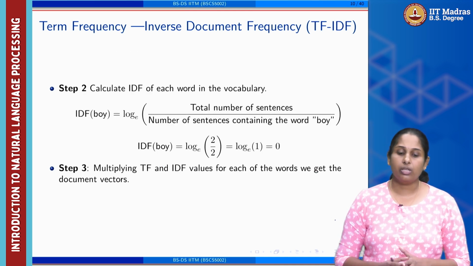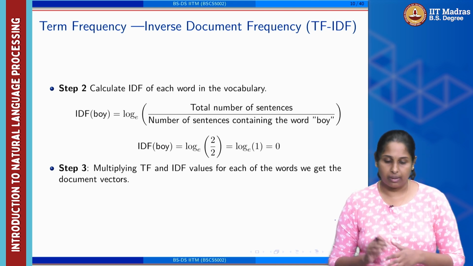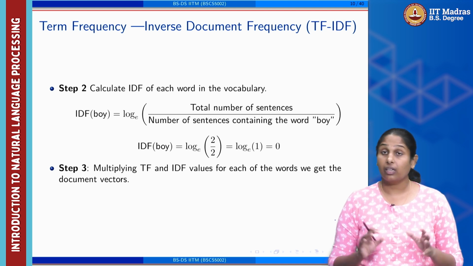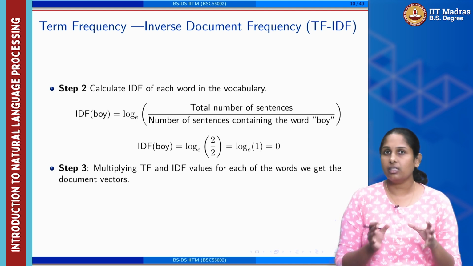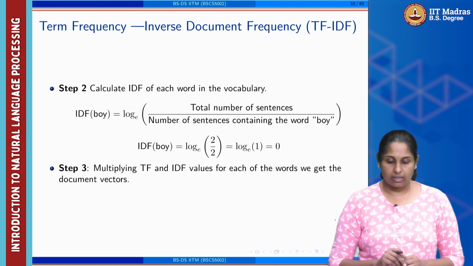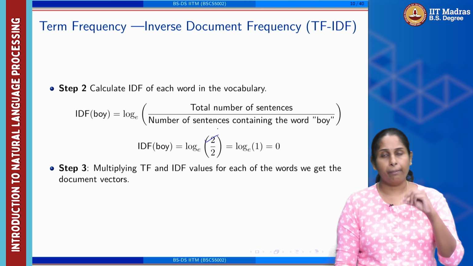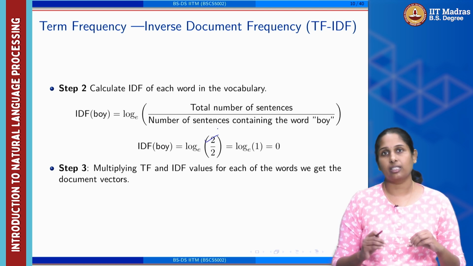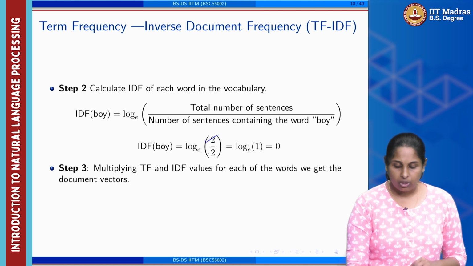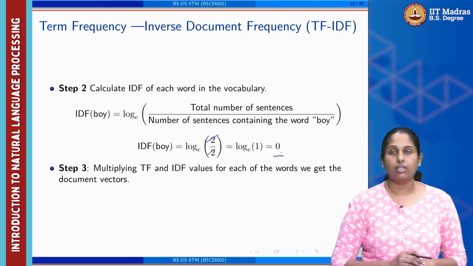Now, step 2 is to calculate the IDF of each word in the vocabulary. Now, the number of sentences containing the word boy, including 2 sentences, that is the context window for us right now, and the total number of sentences. So now the total number of sentences for us is 2, and combining sentence 1 and sentence 2, the word boy occurred twice. So now let us take that and apply the logarithm, and now the IDF is 0.